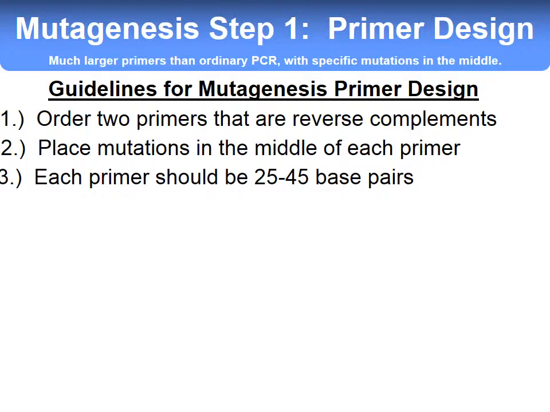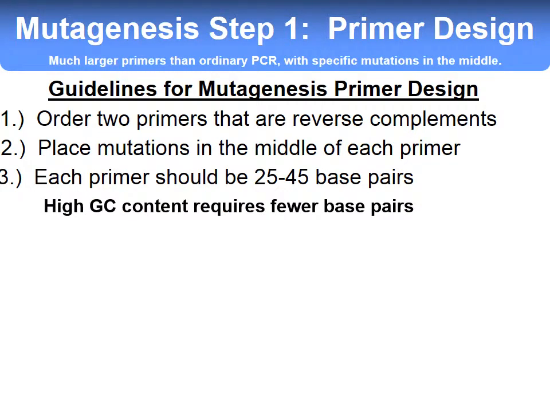So some general guidelines for designing these primers, pretty straightforward. Like I said, you want to always order 2 primers. Make sure that they're reverse complements. So unlike PCR, our primers are going to be overlapping. They're going to have essentially the same sequence, just one is going to be the reverse complement of the other. Your mutations should always be in the middle of those primers. And your primers should be around 25 to 45 base pairs.